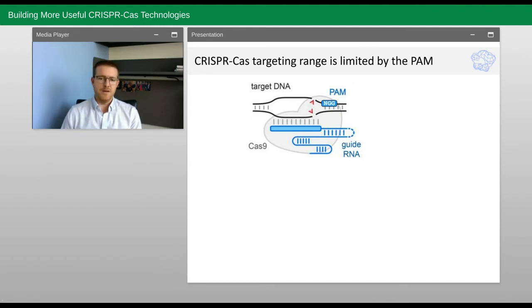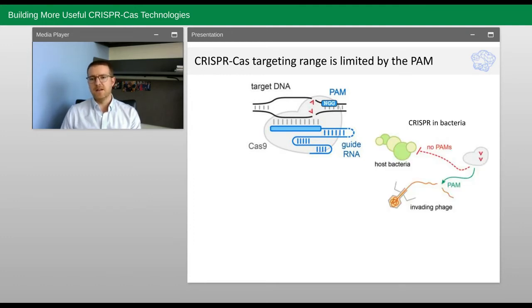So where there is a PAM, the Cas9 enzyme can essentially land on that DNA sequence, unwind the DNA strands, and make an edit. But in the absence of a PAM sequence, the Cas9 enzyme doesn't stick around long enough on that portion of DNA to make an edit. So the PAMs dictate where we can make edits in the genome.